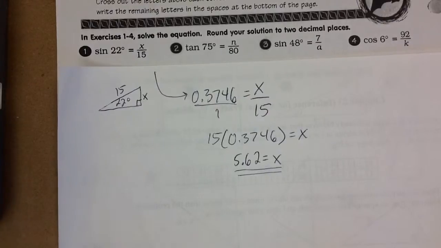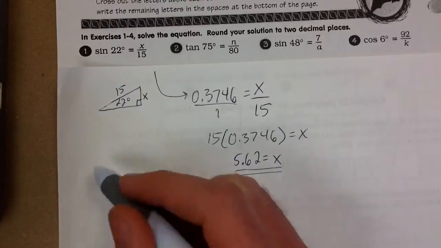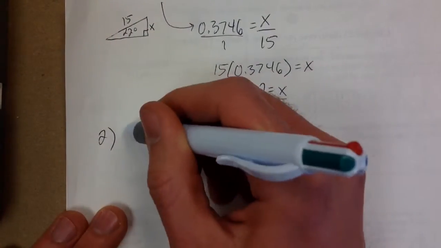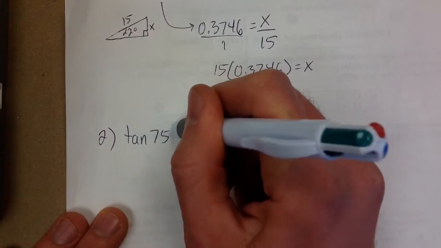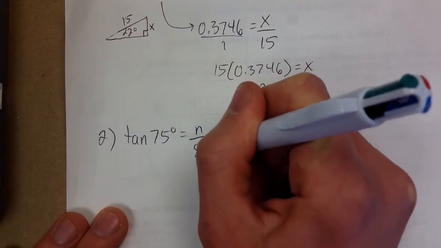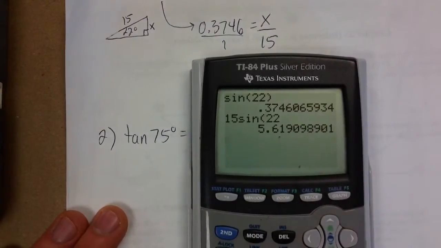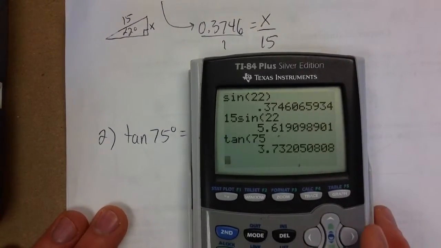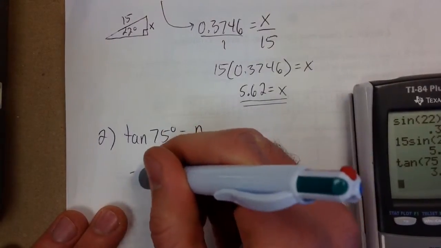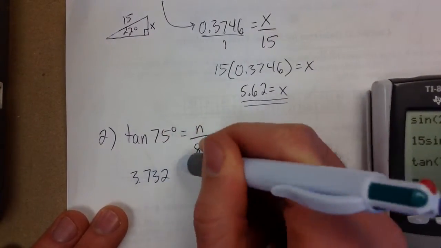All right, next random helper. Melanie, could you help me with number 2? Sure. You would find the tan of 75 first. Okay. Tan of 75. And then you would multiply that answer by 80. Good. Very good.